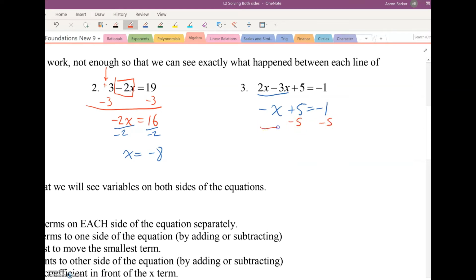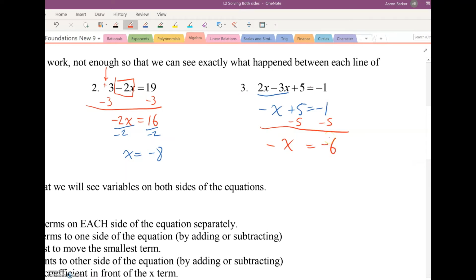Now what are we left with? Equal signs always line up. Notice how they are lining up vertically. And what are we left with? We're left with a negative x. I didn't do anything to change that negative sign, so make sure you keep it with the x. And that equals negative 6.